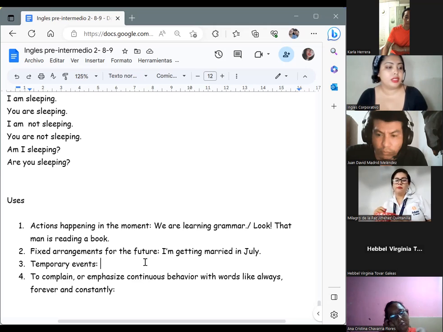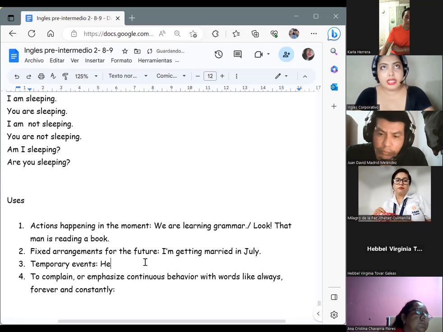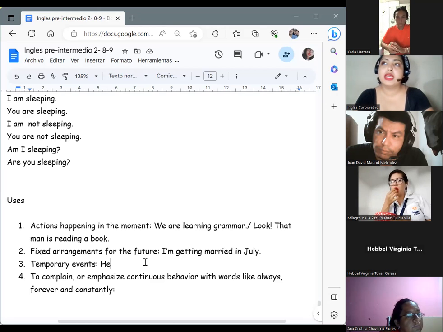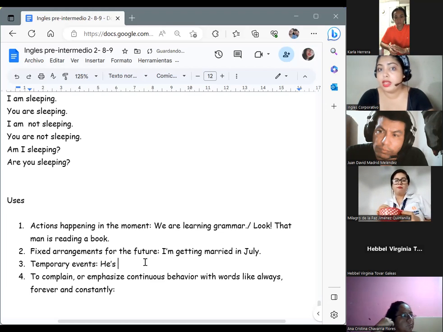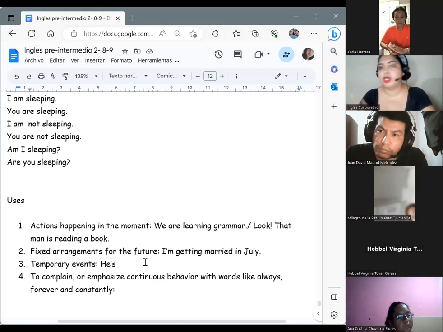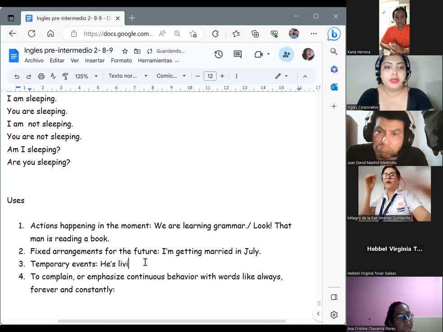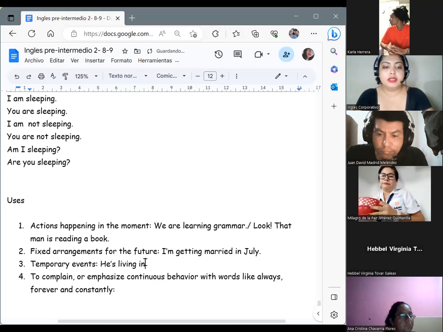Entonces, en el temporary events, we have this example. In this case, it's someone that is living in a place, but it's related to an instant because he's not going to live in that place forever. No va a vivir en ese lugar para siempre, sino que obviamente le está pasando una temporada en ese lugar y lo más seguro es que se vaya, ¿verdad? Por trabajo, por su familia, porque no le gusta. We don't know. So in this case, it said he's living in Wales for the moment.